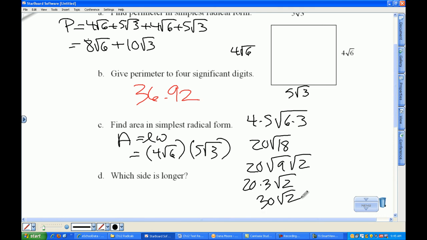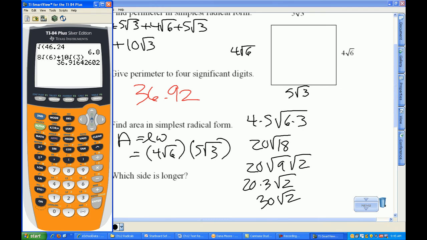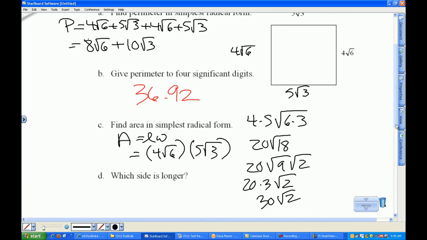Now, which side is longer? Take our calculator, compute 4 radical 6, 9.79, etc. Take 5 radical 3. Which one's the bigger number? It appears that 4 radical 6 is the bigger number. So we would say 4 radical 6.